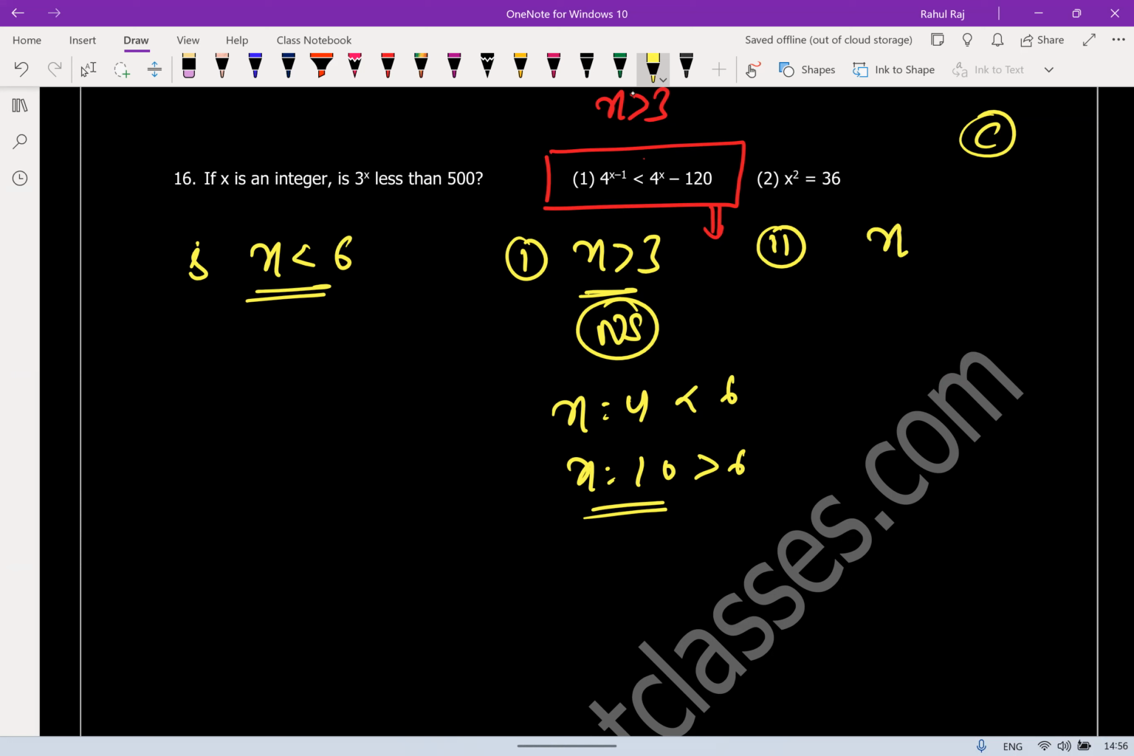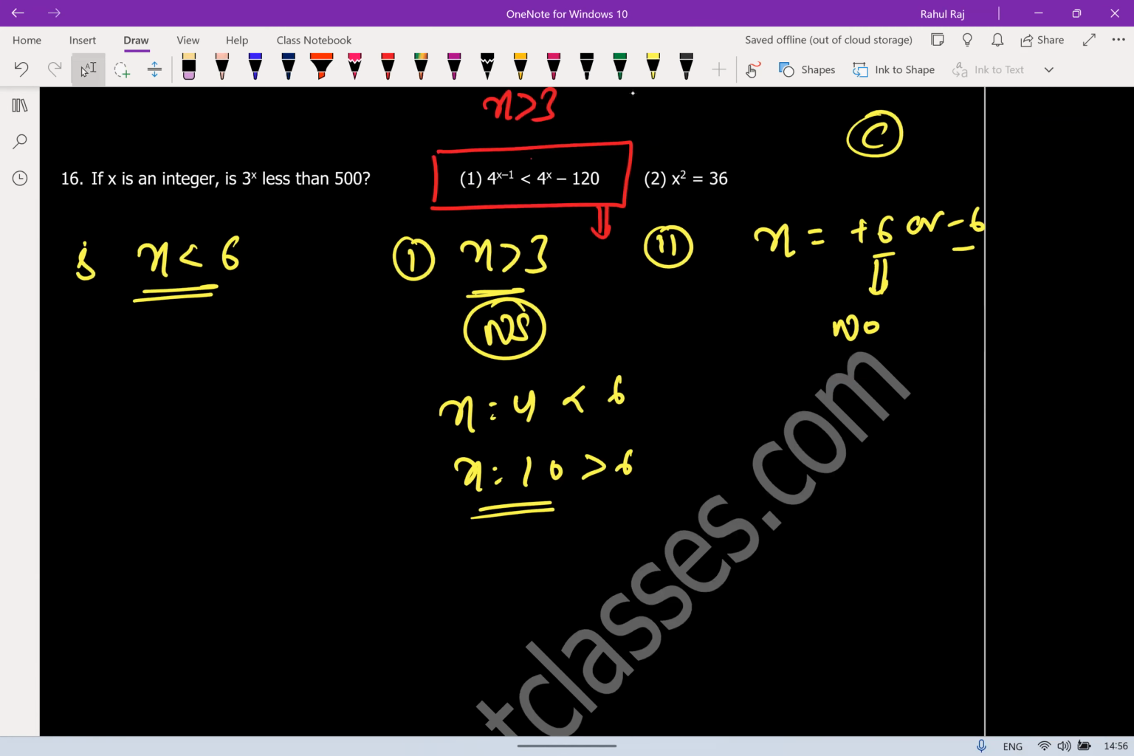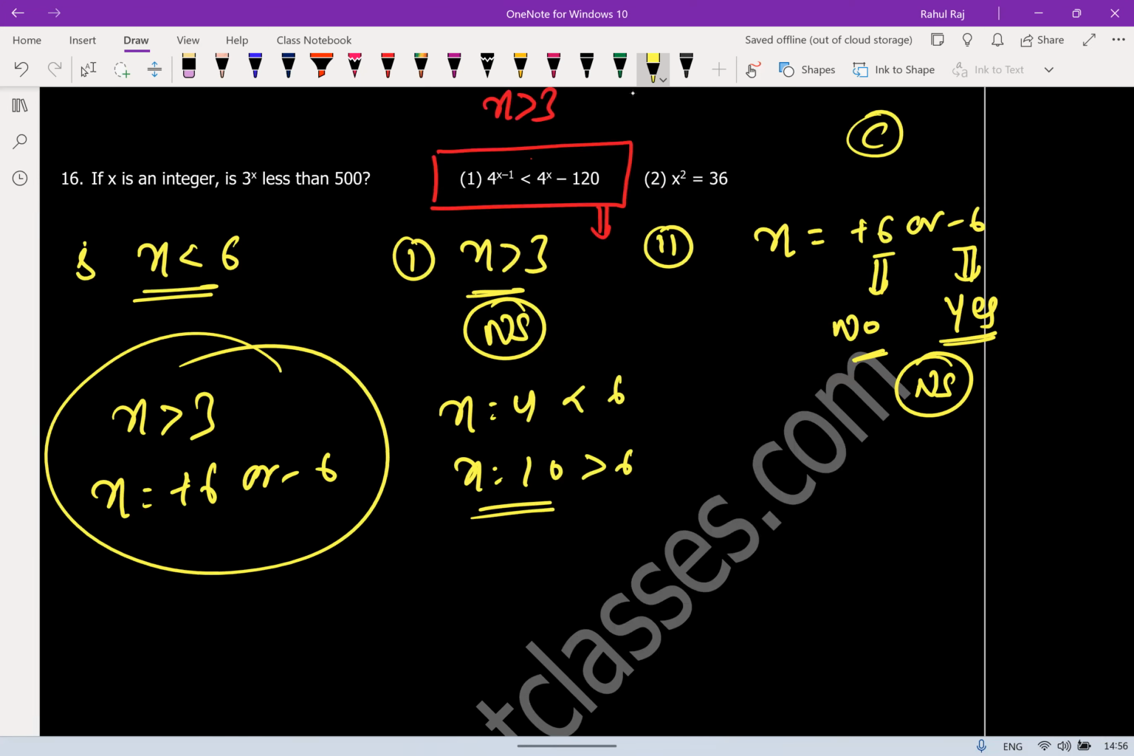Option number 2 says what? x is equal to plus 6 or minus 6. Simple logic. So when you take x equal to plus 6, x is not less than 6, you have a no situation. When you take x equal to negative 6, you have a yes situation that x is less than 6. So you have a yes and no situation, not sufficient. It's straightforward logic. Agreed? Now, option number 1 says x is greater than 3. Option number 2 says x is equal to plus 6 or minus 6. If you combine this, what do you get? Do you get x equal to 6? And what is my question? Is x less than 6? After combination, I get x is equal to 6. So it's a confirm no answer.